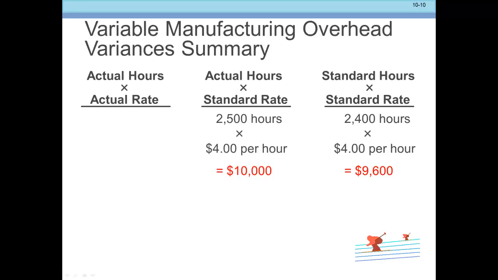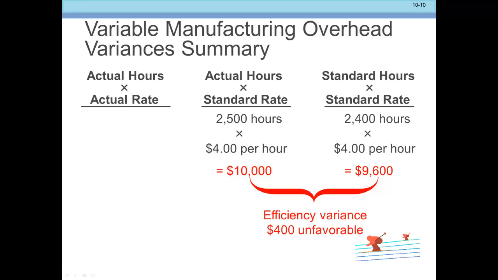The difference between the $9,600 and the $10,000 is the variable manufacturing overhead efficiency variance, which is the difference between the actual activity of a period and the standard activity allowed, multiplied by the variable part of the predetermined overhead rate. It is $400 unfavorable. The efficiency variance is unfavorable because the actual quantity of the activity, hours, exceeds the standard quantity of the activity allowed by 100 hours.